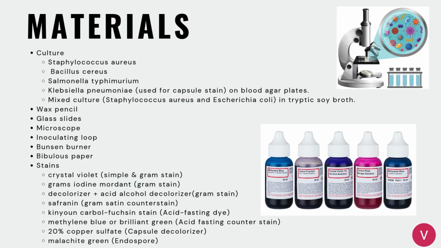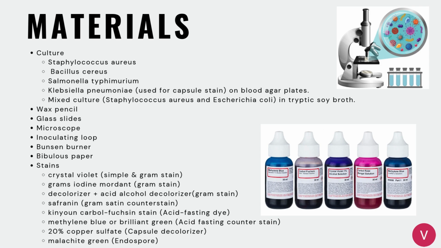The materials for this lab included the following cultures: Staphylococcus aureus, Bacillus cereus, Salmonella typhimurium, Klebsiella pneumoniae, which was used for the capsule stain on blood agar plates, and then our mixed culture, which was Staphylococcus aureus and E. coli in a tryptic soy broth. We also used a wax pencil, glass slides, a microscope, inoculating loops, a Bunsen burner, bibulous paper, and our stains, which were crystal violet, simple stain, and gram stain.